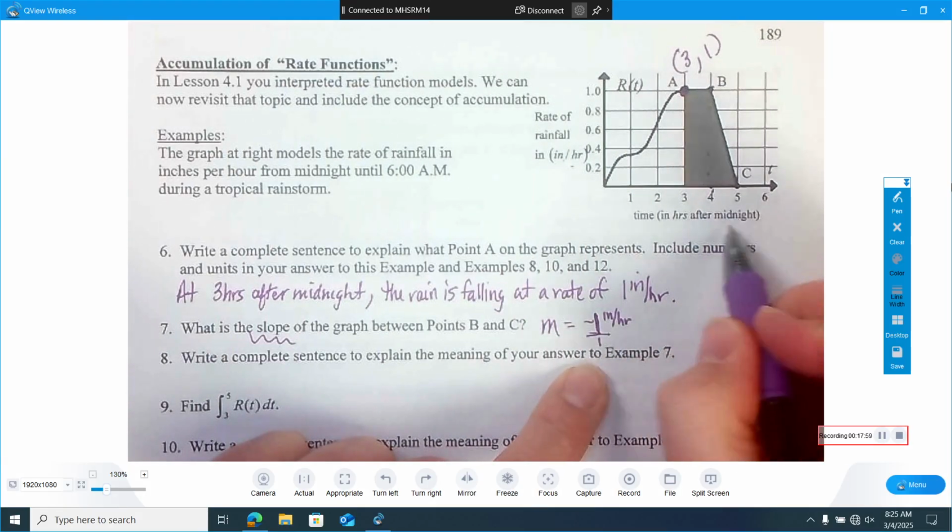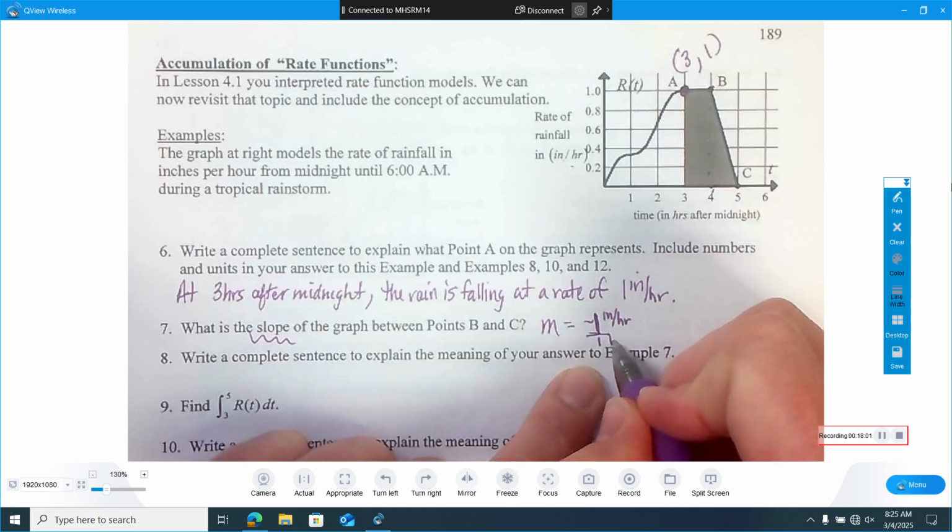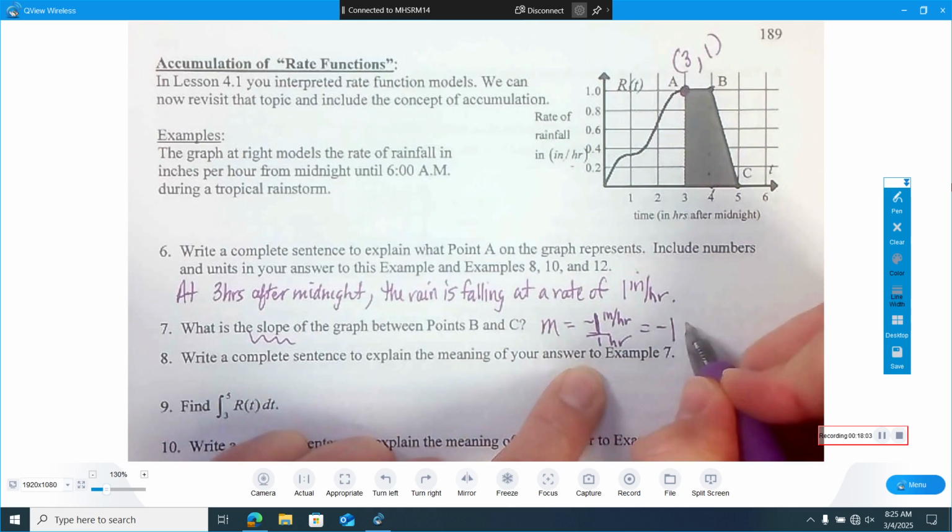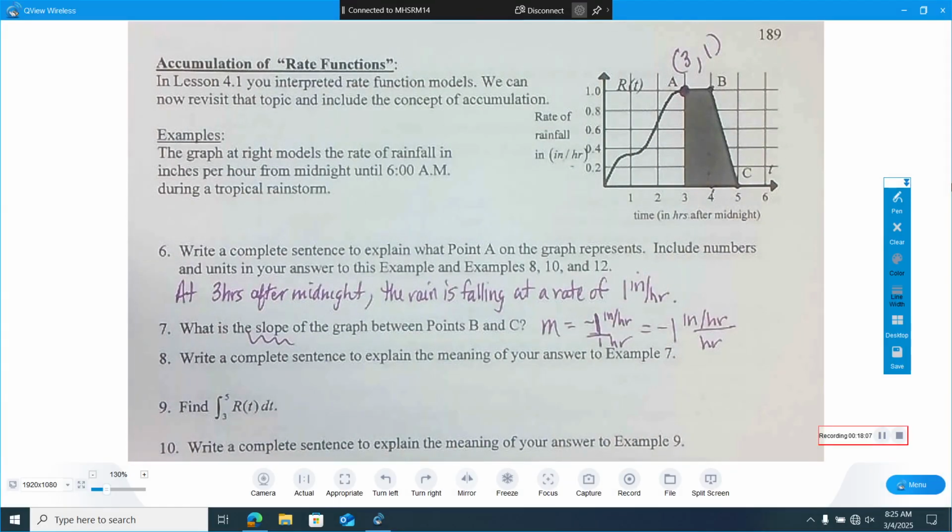Yeah, and then the over 1, those units are in hours. So it is -1 inches per hour per hour. And I just like keeping it in that form, inches per hour, just because it's so easy, it's so straightforward. Yes, of course, it means inches per hour squared. So that also works.